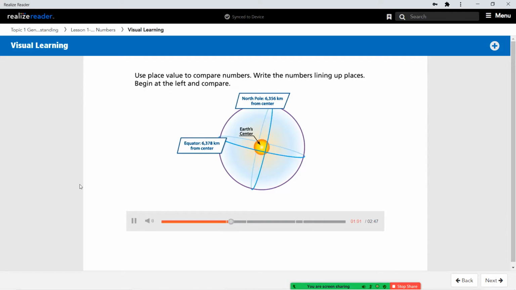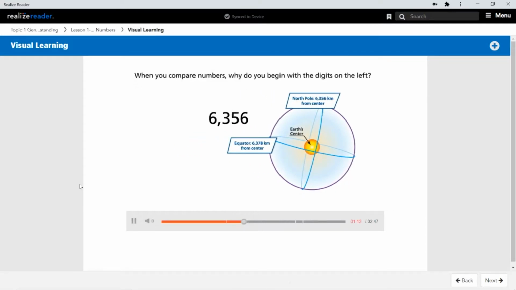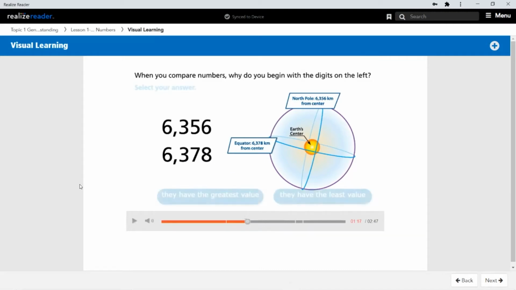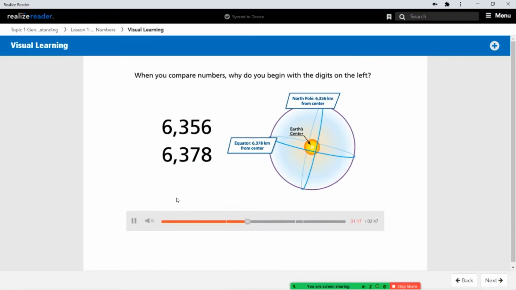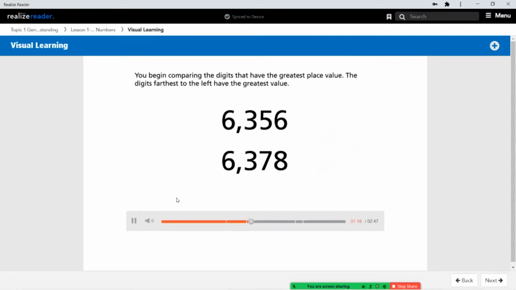Use place value to compare numbers. Write the numbers lining up places. Begin at the left and compare. When you compare numbers, why do you begin with the digits on the left? Select your answer. You begin comparing the digits that have the greatest place value. The digits farthest to the left have the greatest value.